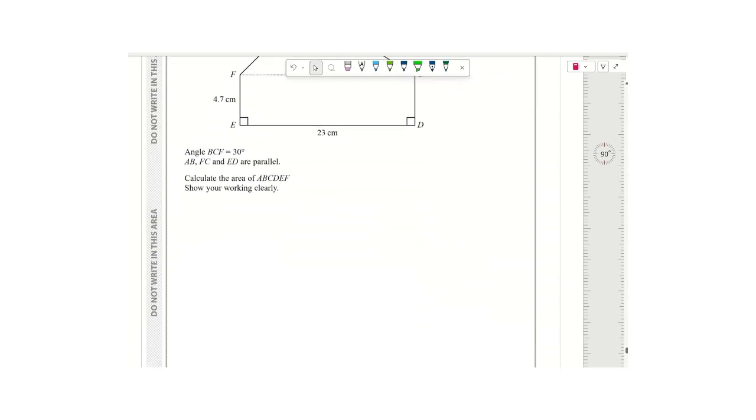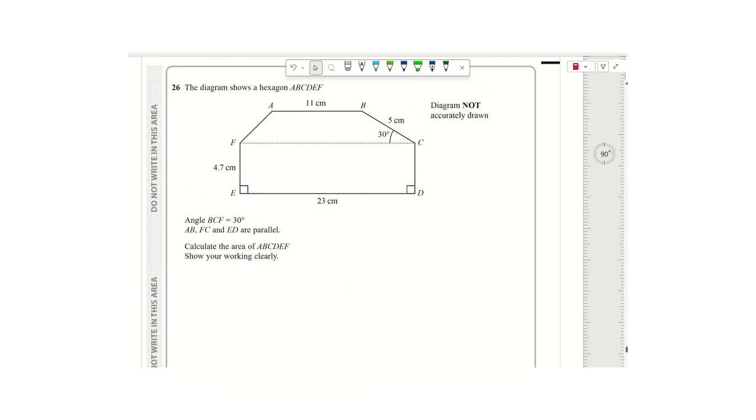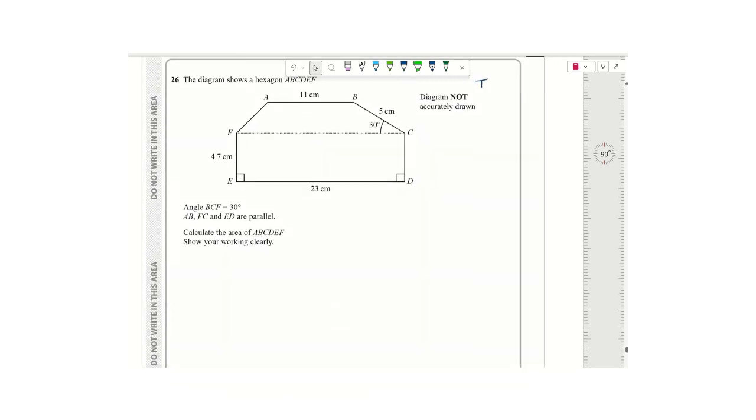Right, last question. This is a trig question. So if you're not doing trig, you can just leave this question. So we've got a hexagon because it's got 6 sides. We've got angle BCF, they've shown us is 30, and we've got 3 parallel lines. And we're asked to find the area of this shape.